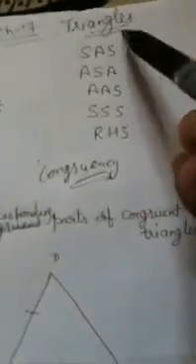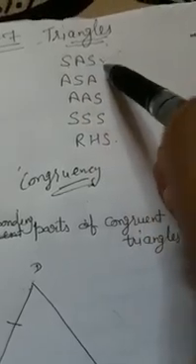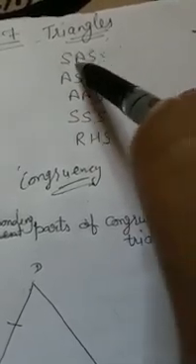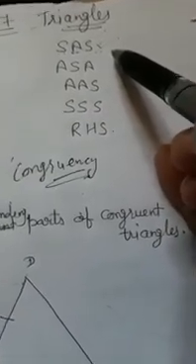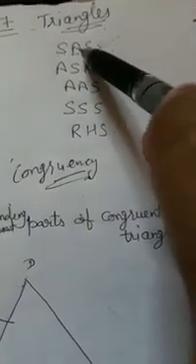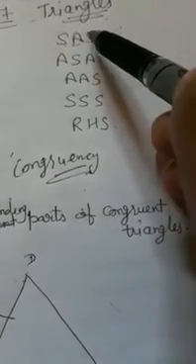So, to prove congruency, we have 5 criteria. First is SAS, that is side angle side. When two sides and the included angle of one triangle are equal to the respective two sides and the included angle of the second triangle, then these are congruent by side angle side.